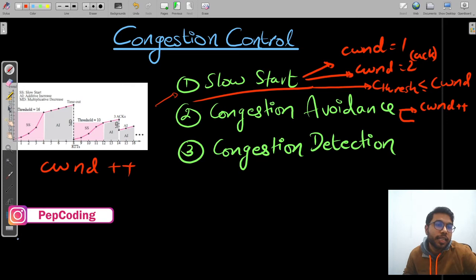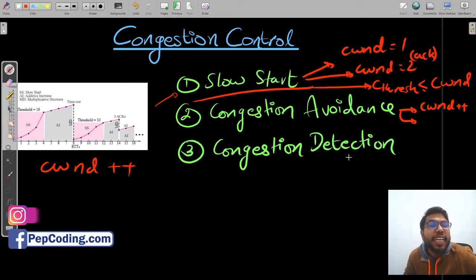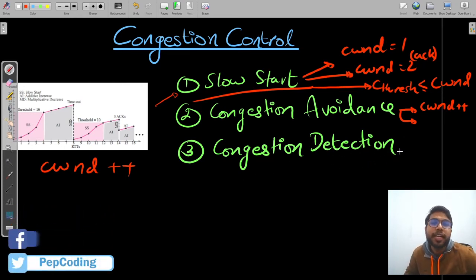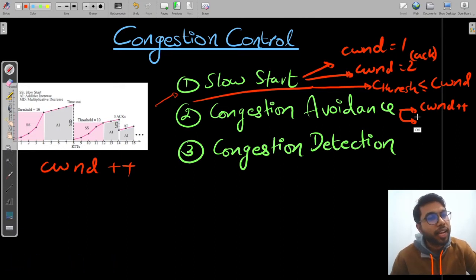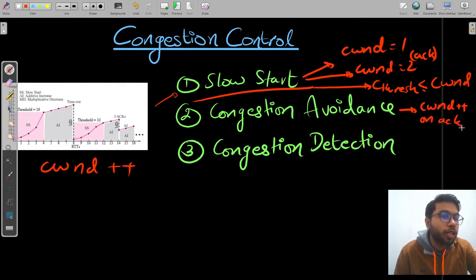And you do this till when? Till the time you detect congestion, right? Till the time you detect congestion, you do this. Okay. So basically you keep doing this on every ack, right? So on acknowledgement, as soon as you receive an acknowledgement, you increment my window. Okay, you make it bigger, make it bigger, make it bigger.